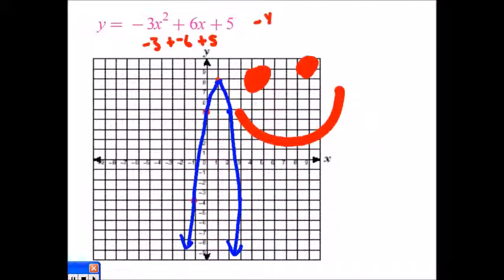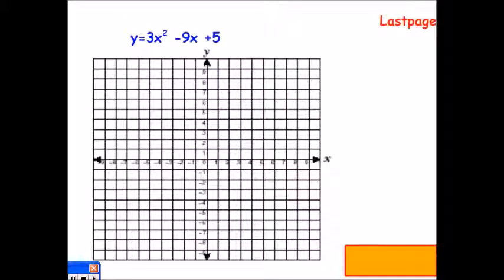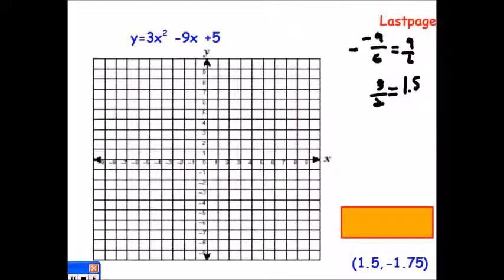You're almost there. Okay, last example. The axis of symmetry will be the opposite of b, which is negative 9, over 2a, which would be 6, would be a positive 9 over 6, also known as 3 halves, or 1 1/2. When I plug that in, I get for y negative 1.75, so I'm going to go ahead and graph that point. 1 1/2, and then negative 1 3/4, right about there. That would be my vertex.